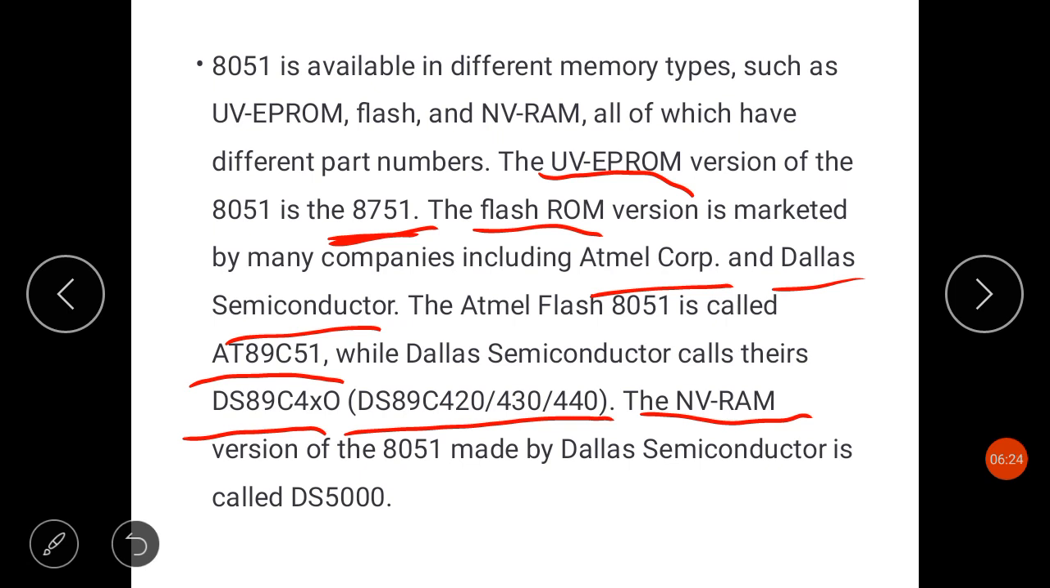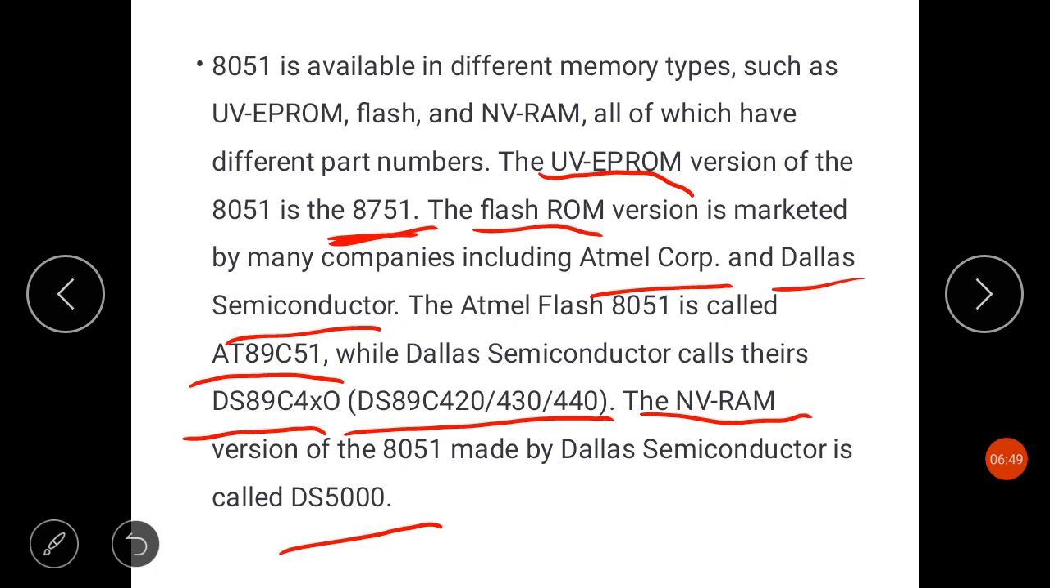So the NVRAM version of 8051 made by Dallas Semiconductor is called DS5000. There is also an OTP, that is one-time programmable version of 8051 made by various manufacturers. So there is also an OTP type version of 8051. So this is about the versions of 8051 microcontrollers.